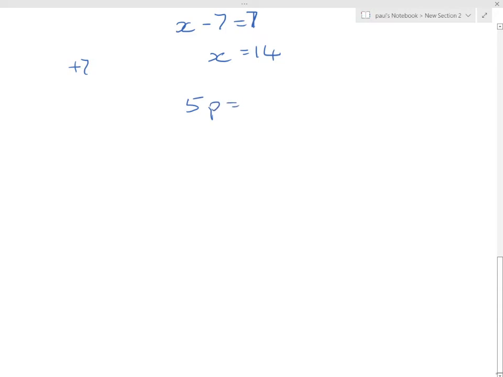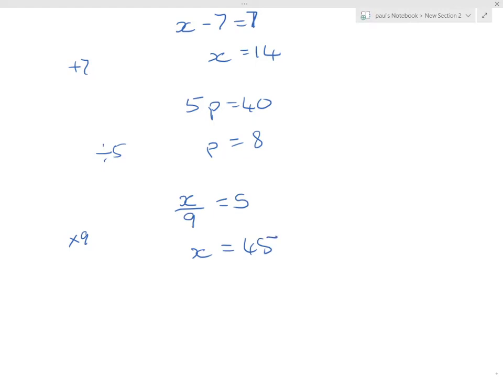5p equals 40. So divide by 5. p equals 40 divided by 5, 8. x over 9 equals 5. So we need to multiply by 9 to leave x, and 5 9s are 45. Okay, so far. Now, two-step.